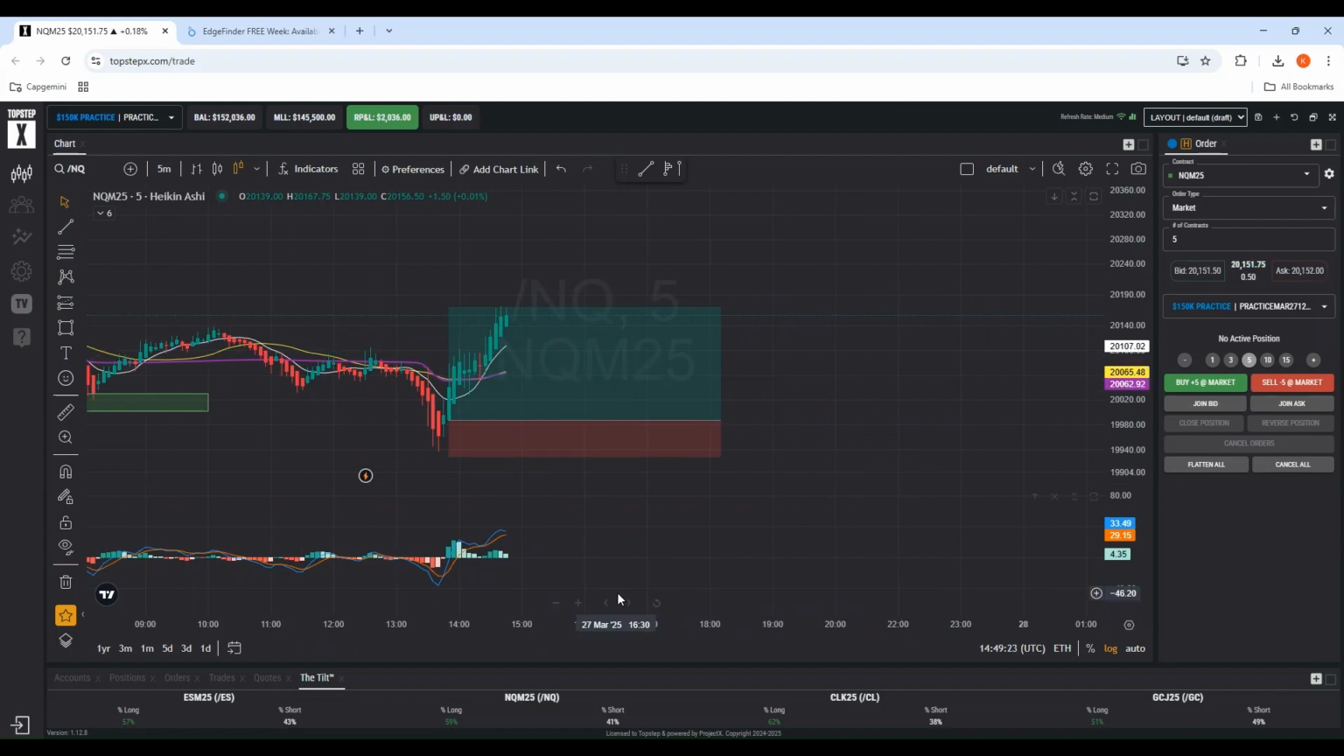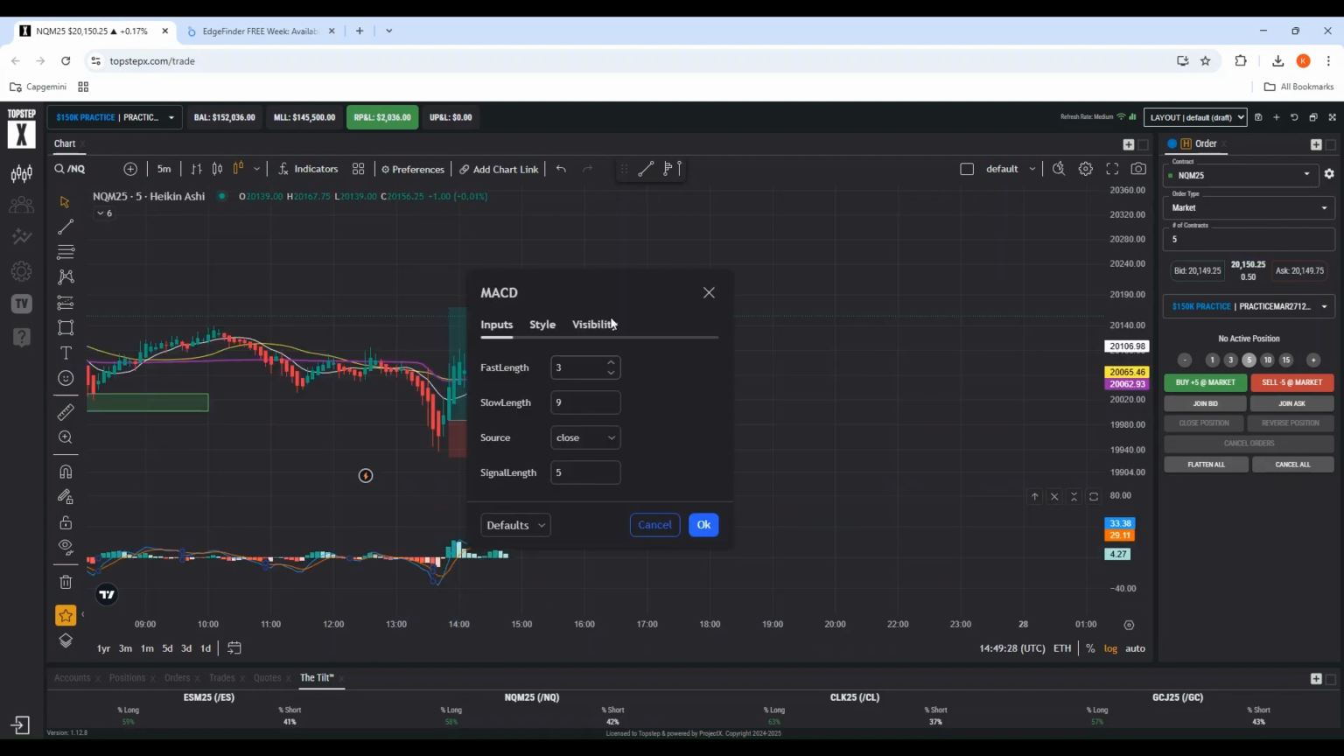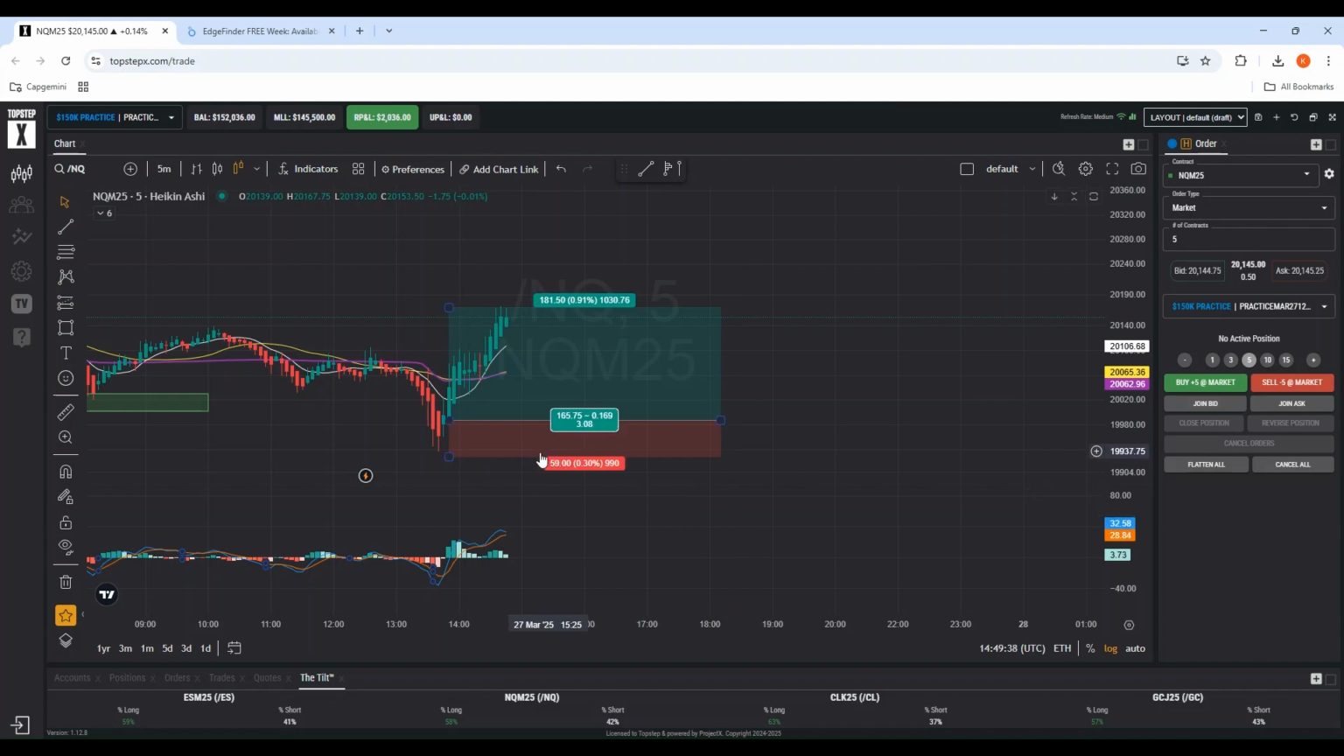And yeah, so I have the MACD set up here at a 3, 9, and a 5. So this is a quicker MACD than most people use, and the reason why is because MACDs lag a lot, so they're not going to give you a great signal. So I actually picked up the signal before this candle even closed with this quicker MACD.